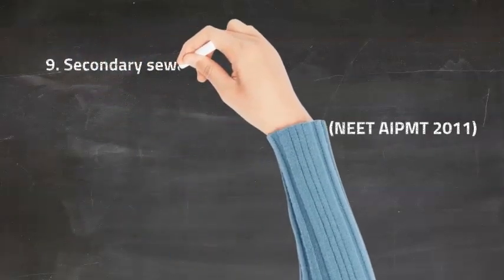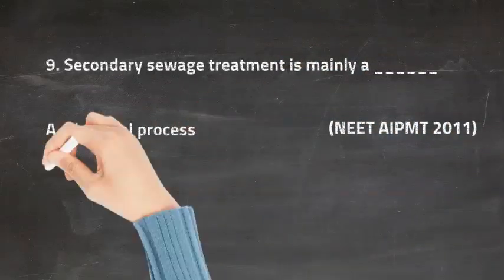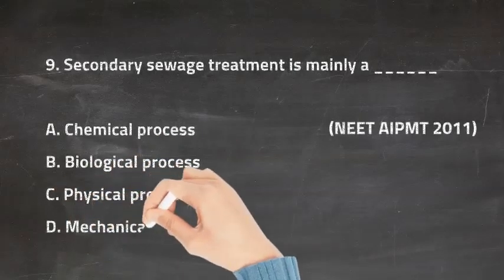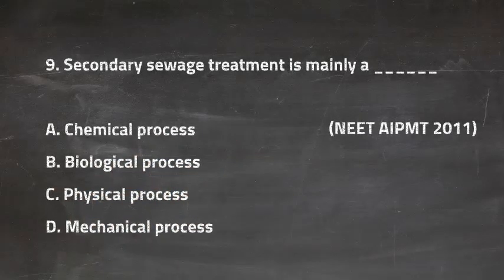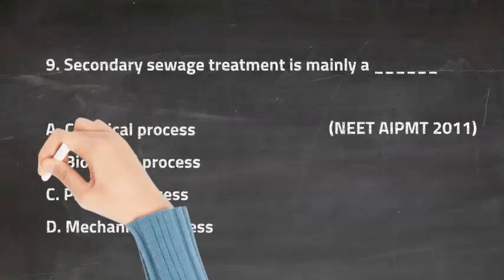Ninth question. Secondary sewage treatment is mainly a dash. Option A is chemical process. Option B is biological process. Option C is physical process. And option D is mechanical process. The right answer is option B, biological process.